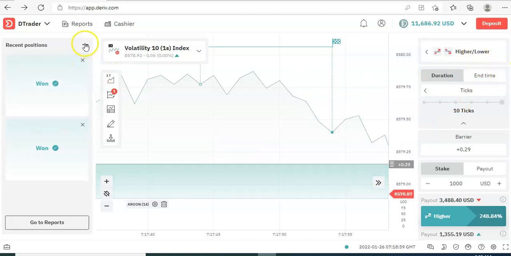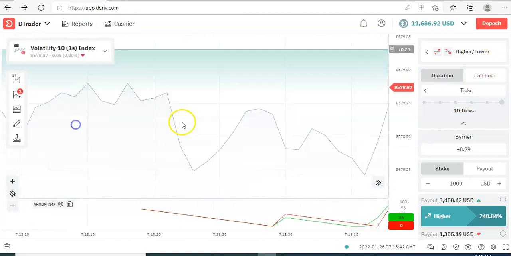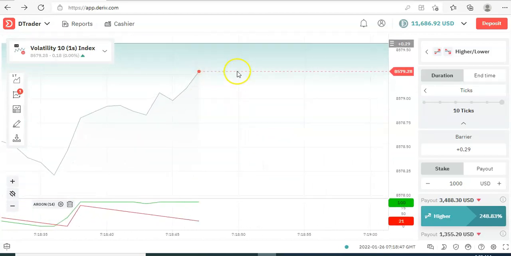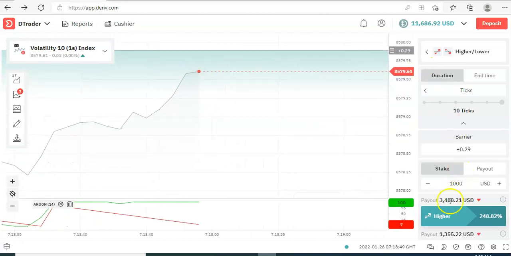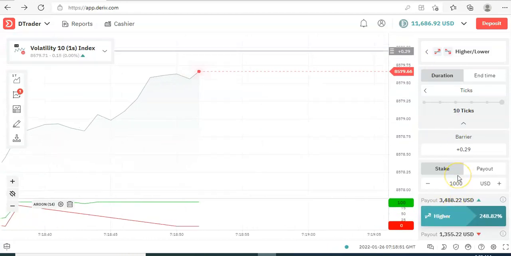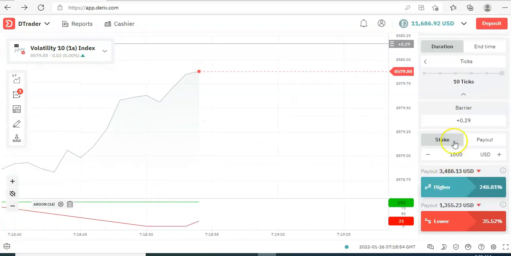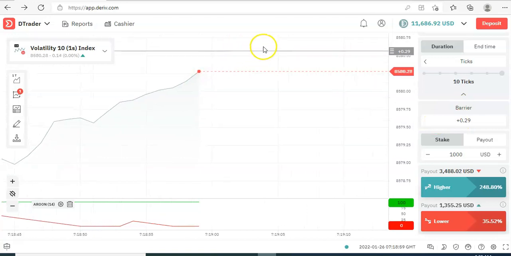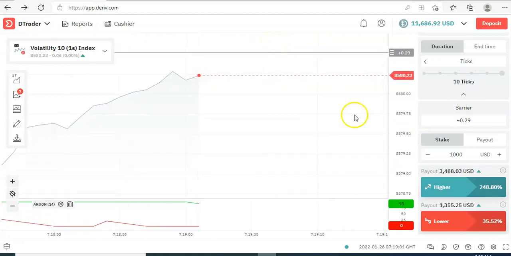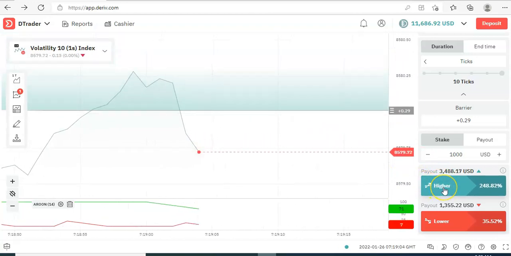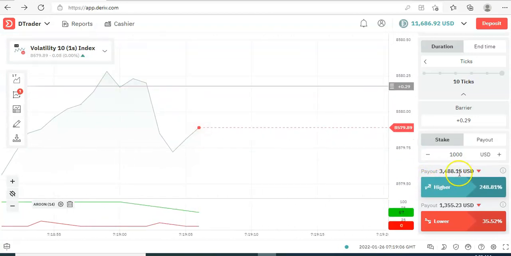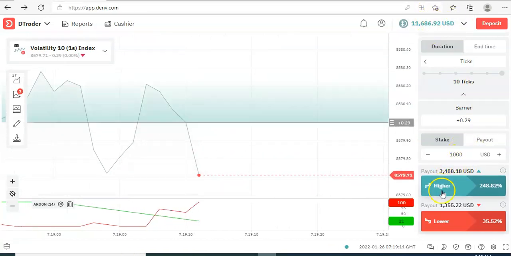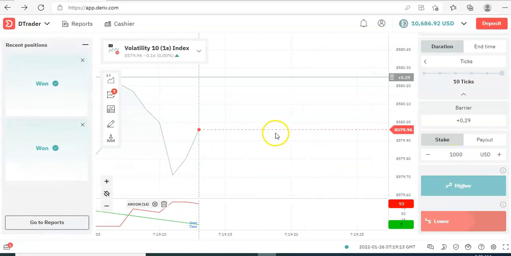So let me do that again, and this time I'm going to go back to the market point and zoom in. Okay, so this is my entry point. I need to see if I can do the higher this time, because last time I did the lower. So I'm saying at the barrier point, my entry point plus 0.29, the price is going to be higher than that. If I get it right, I get 3,000. If I get it wrong, I lose 1,000. This is my demo account. Let me randomly click on that, and there we go.